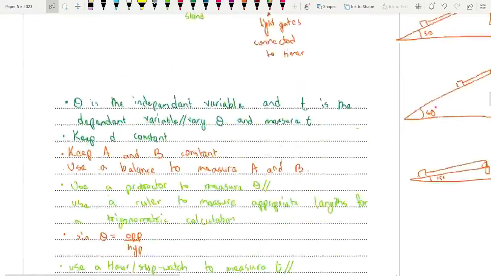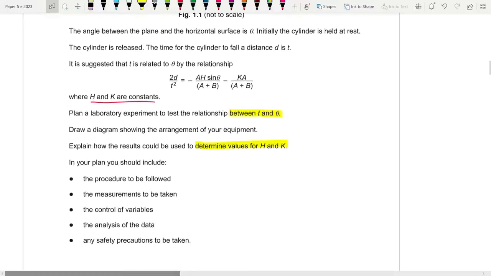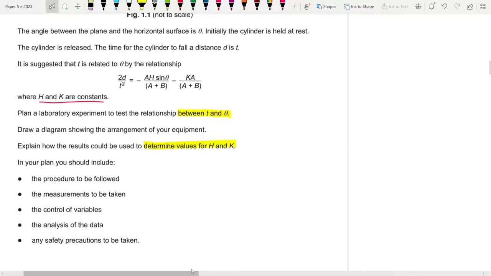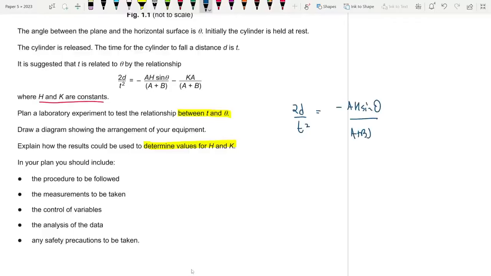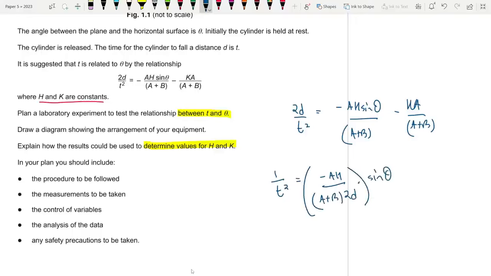Now let's finally move on to analysis. So what's our end goal over here? Since t is the dependent variable, it should be on the left hand side. So it's 2d by t square is equal to minus ah sine theta by a plus b minus ka by a plus b. So basically what we need to do is only t should be on the left hand side. I'm moving everything else to the right hand side. So 1 by t square is equal to minus ah divided by a plus b times 2d times sine theta. I'm separating sine theta because it is the independent variable. Minus ka divided by a plus b into 2d.